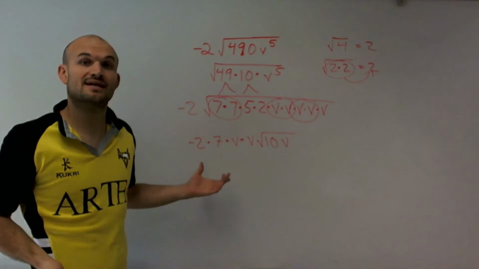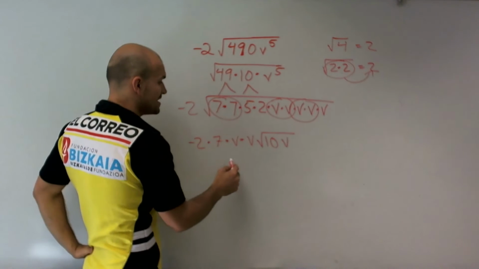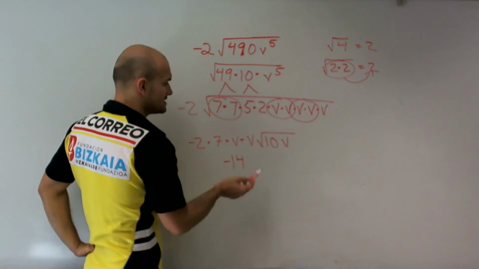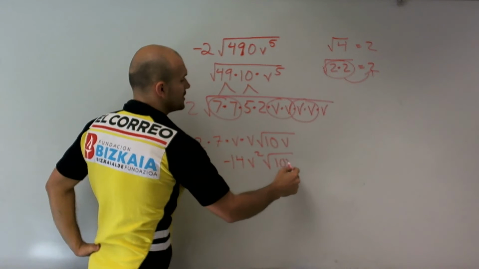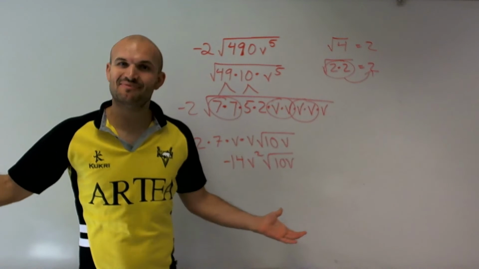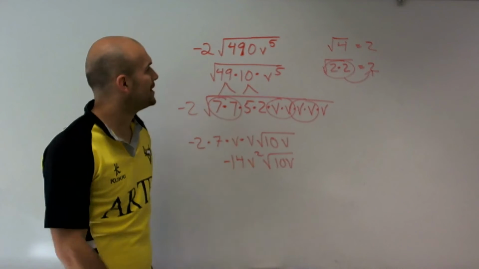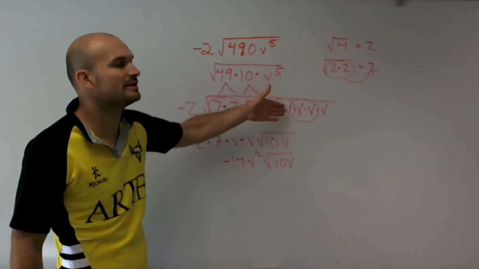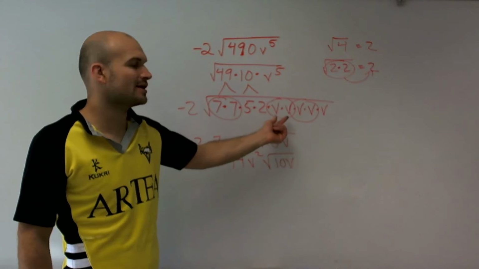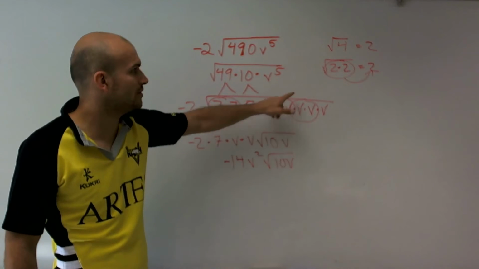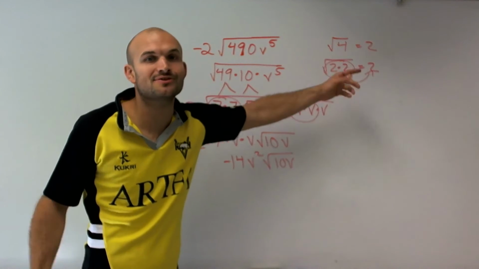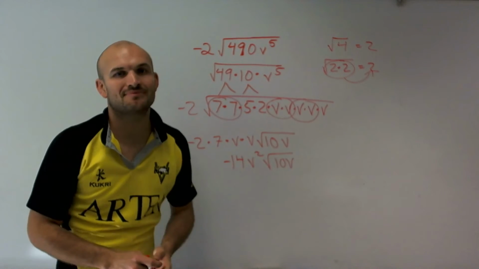So now on the outside, I just need to simplify. Negative 2 times 7 is negative 14. V times v is v squared, times the square root of 10v. And there we go, we got it simplified. Wasn't that bad, was it? So just make sure when you factor, since it's the square root, you're going to have to pull out pairs of numbers. And I'm not pulling out the whole pair, I'm just pulling out one, remember the square root of 2 times 2 is 2. So there you go, hope you enjoyed.